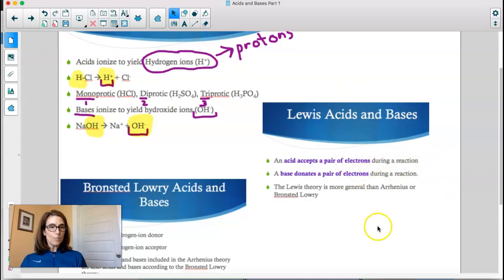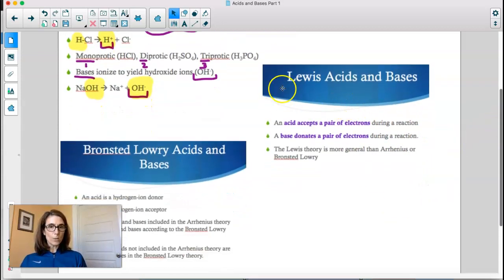But again, moving forward, other than knowing this definition, we're not going to do much with the Lewis acids and bases theory because of this point here. The Lewis theory is more general than Arrhenius or Bronsted-Lowry, which makes it a little harder to understand.